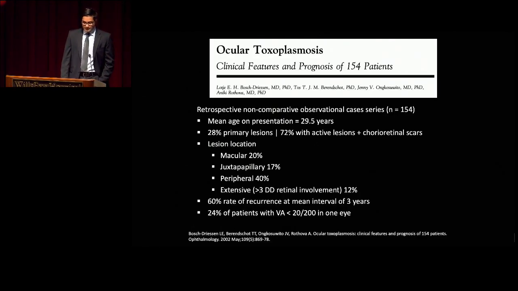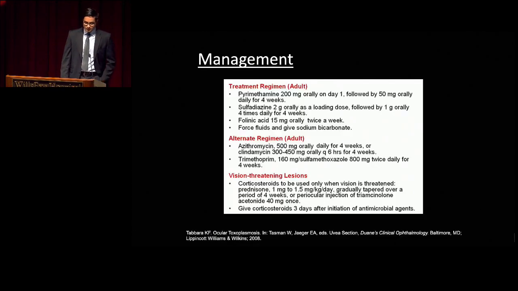This was a case series published in Ophthalmology looking at the clinical features across 154 patients. Mean age on presentation was 30. Most patients presented with evidence of prior chorioretinal lesions. Macular and juxtapapillary lesions were not uncommon. And recurrence was not infrequent, occurring at a rate of about 60% at a mean interval of 3 years. And roughly 1 out of 4 patients ended up with vision less than 20/200 in at least one eye.